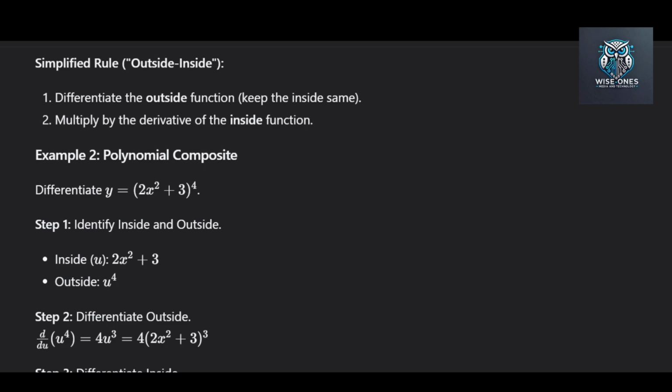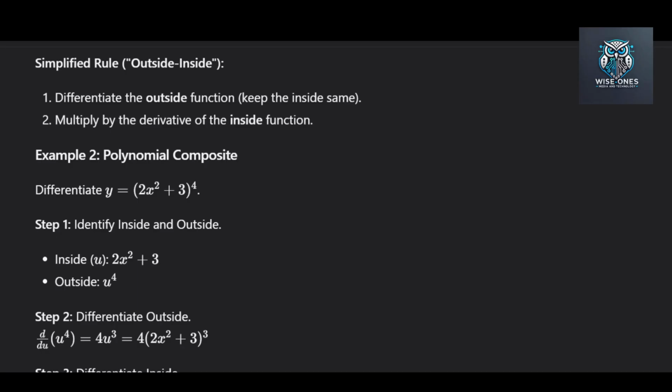Let us look at example 2. Polynomial composite. Differentiate y equals open bracket 2x squared plus 3 close bracket to the power of 4. Step 1. Identify inside and outside. The inside function, let us call it u, is 2x squared plus 3. The outside function is u to the power of 4.